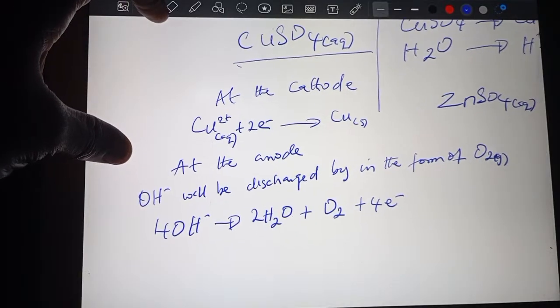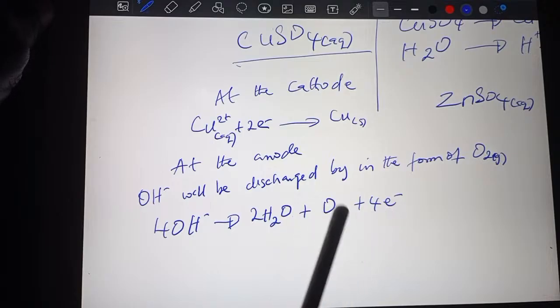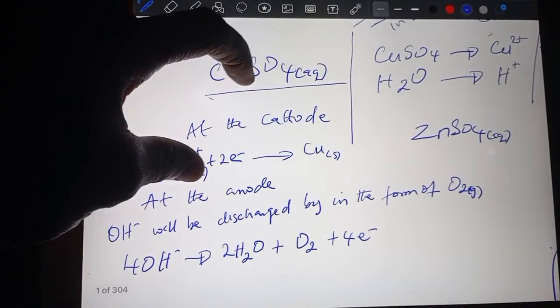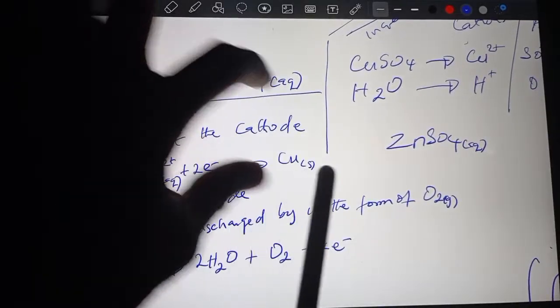So what you should also learn here is that we need 4 moles of Faradays to discharge 1 mole of oxygen gas. Remember, oxygen gas is diatomic, all right? So oxygen will be discharged because it's lower in the series, while copper will be discharged at the cathode because it's lower in the series.